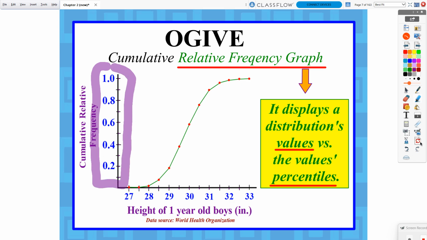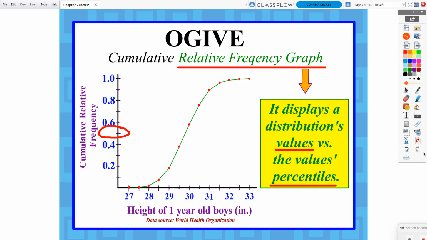Initially, they may not look like percentiles because they may be written as decimals instead of 10th, 20th, 30th, like we would normally expect to see percentiles written. But just know that 0.2 is the 20th percentile. The 50th percentile would be right here between 0.4 and 0.6. And so that's how we would initially look at this graph. We'll have our actual data values on the horizontal axis typically, and we would have the percentiles as the vertical axis.